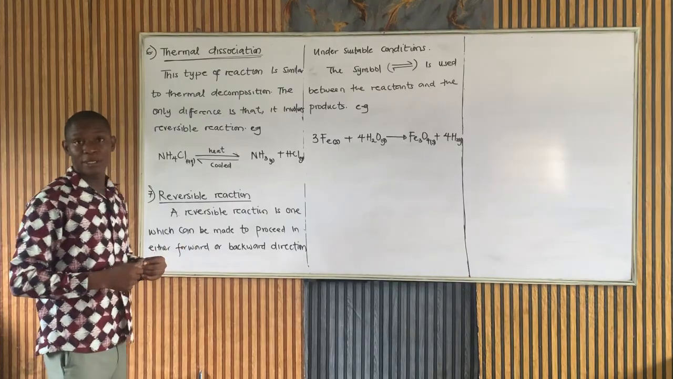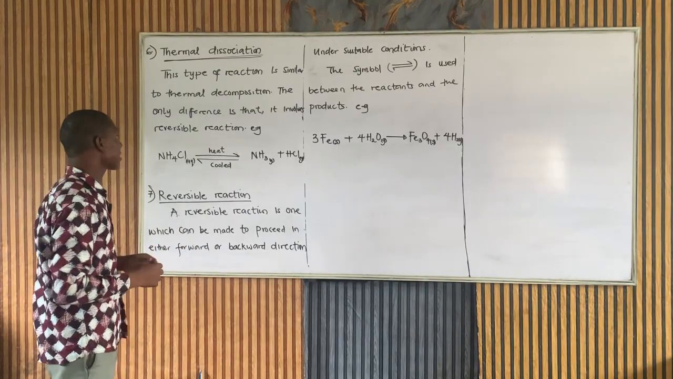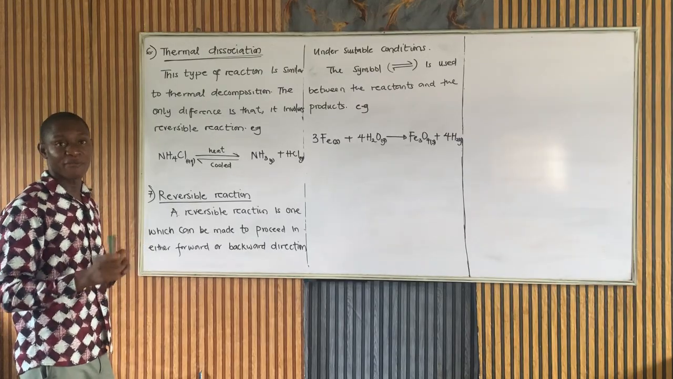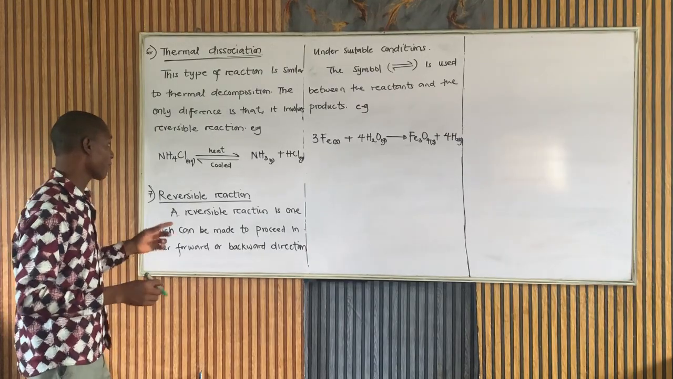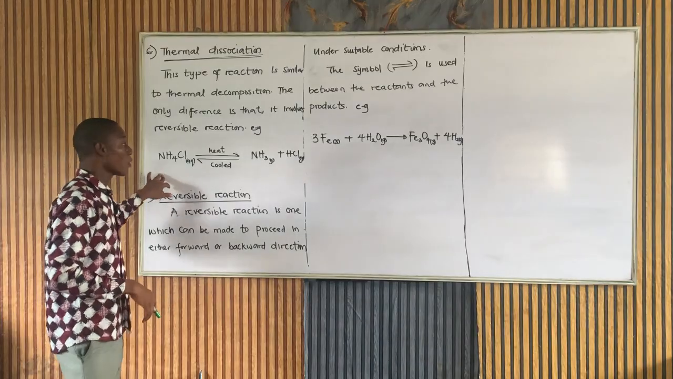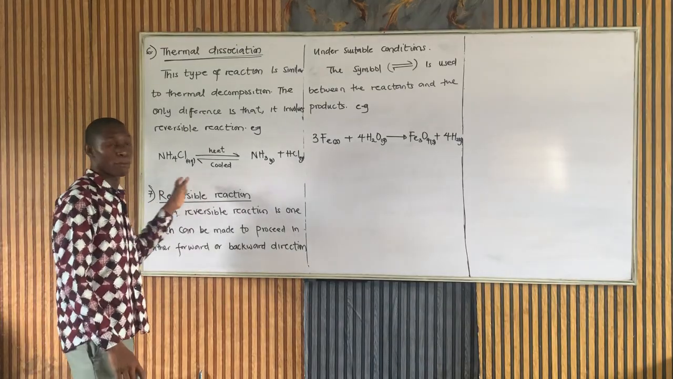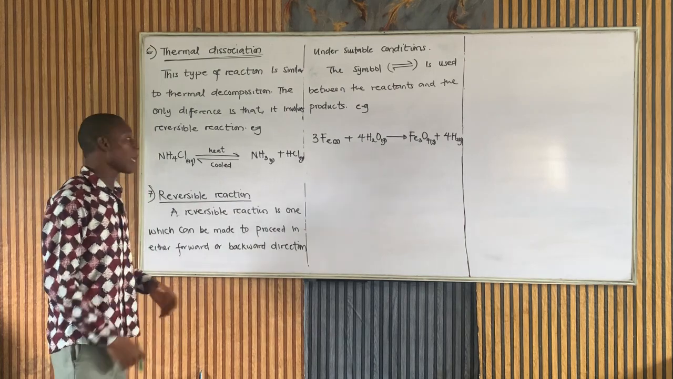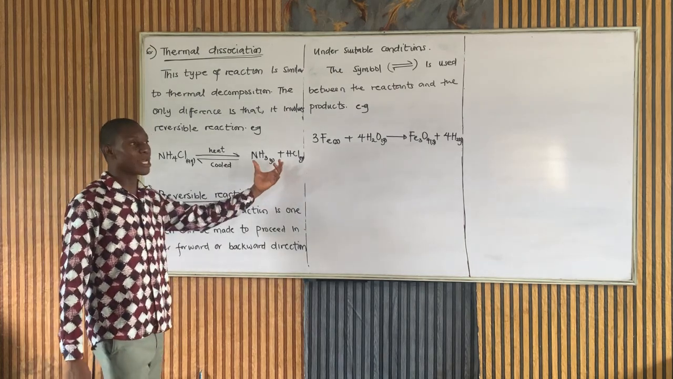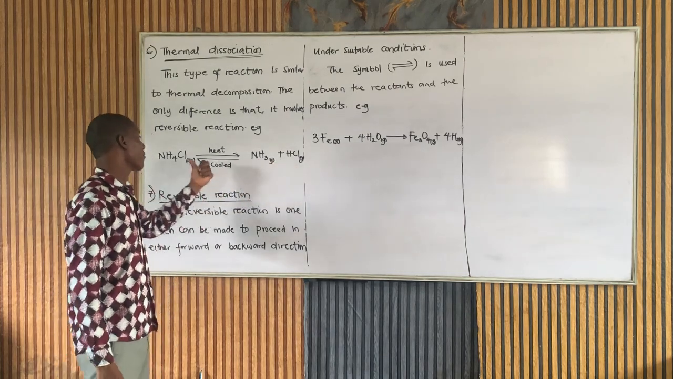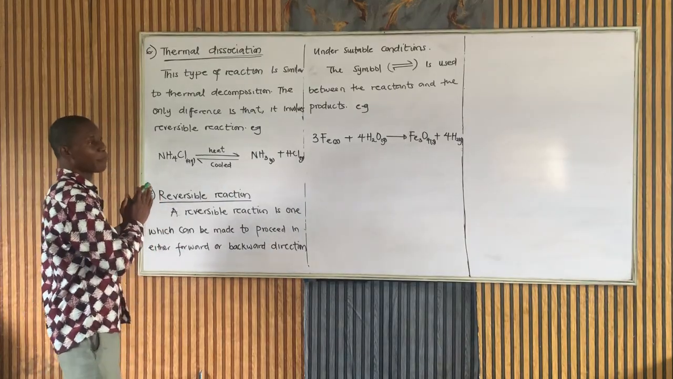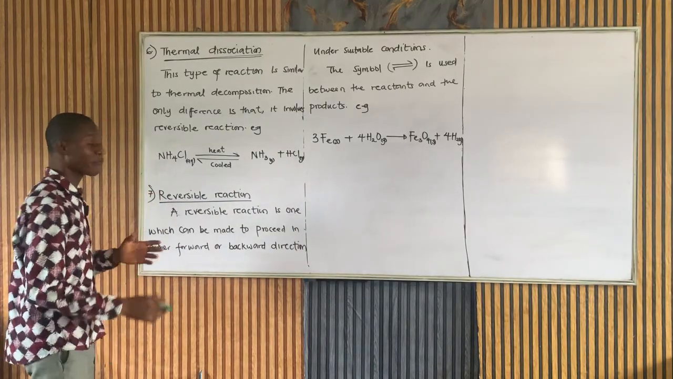Thermal dissociation. This is very similar to thermal decomposition. The only difference is that it involves a reversible reaction. For instance, now look at ammonium chloride. When heated, it splits or decomposes into ammonia gas and hydrogen chloride gas. And when ammonia gas and hydrogen chloride gas are cooled, they form ammonium chloride again. And so it's a type of reversible reaction actually, although we've not done reversible reaction.